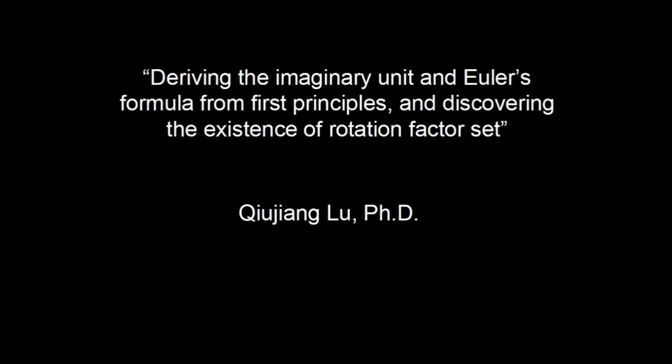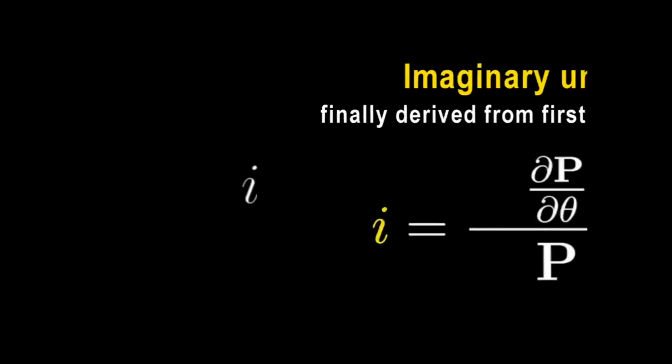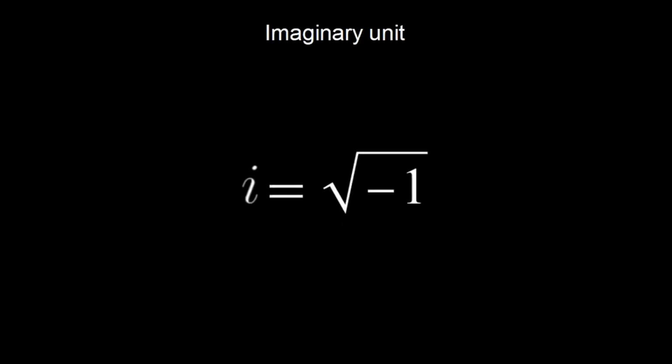My name is Qiujiang Lu, the author of this paper, Deriving the Imaginary Unit and the Euler's Formula from First Principles, and Discovering the Existence of Rotation Factor Set. The mysterious imaginary unit has eventually been proven real.